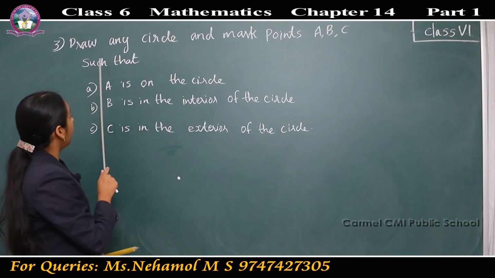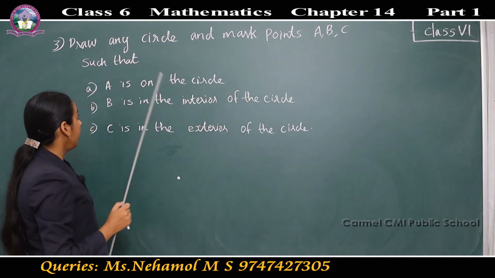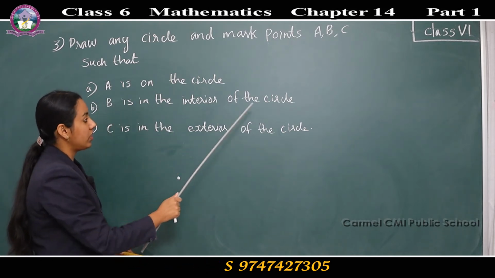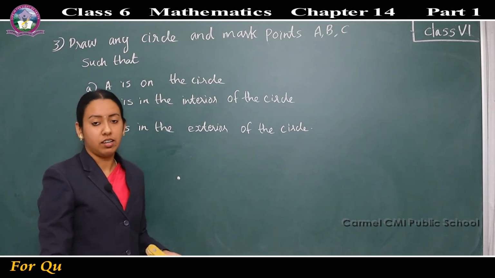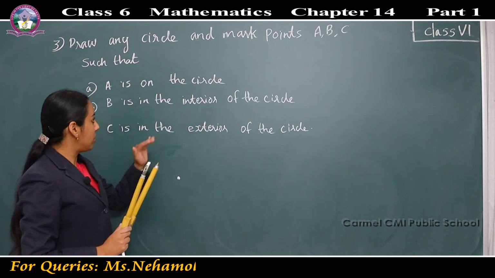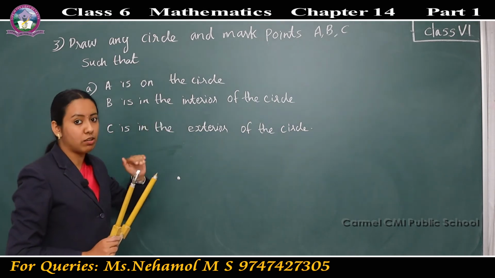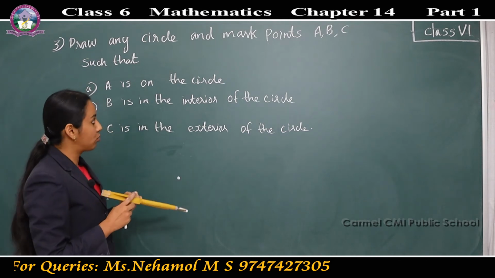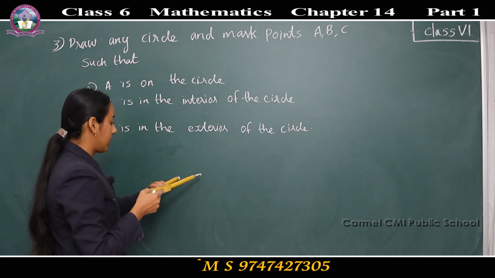Next one, draw any circle and mark points A, B, C such that A is on the circle, B is in the interior of the circle and C is in the exterior of the circle. What is the question? First we have to draw a circle and mark the points A, B, C such that A is on the circle, B is in the interior of the circle and C is in the exterior of the circle. First we have to draw a circle. Mark a point, then draw a circle.